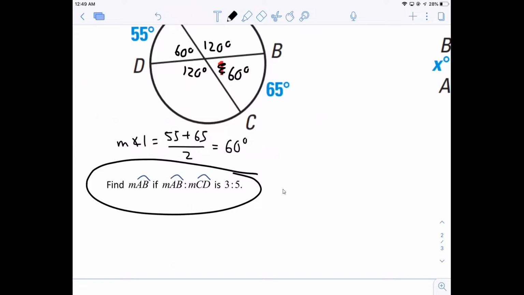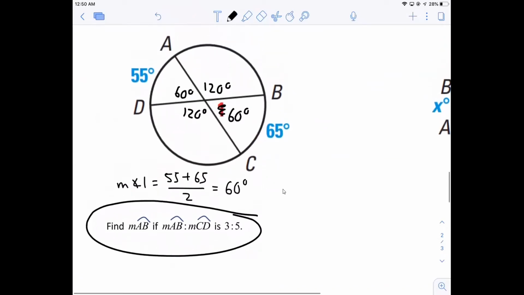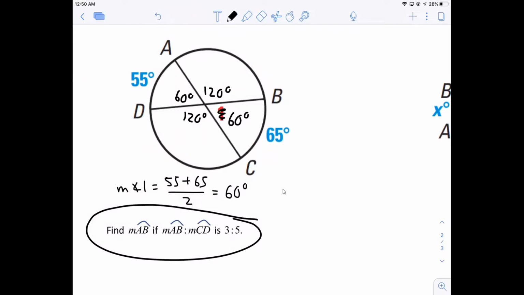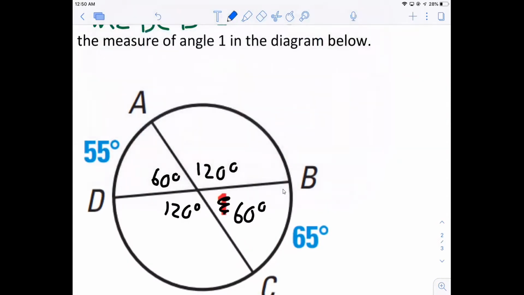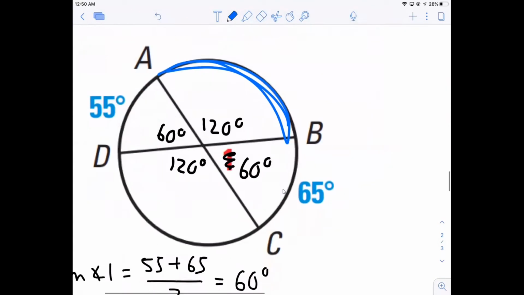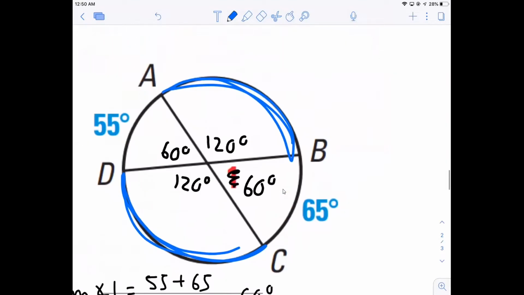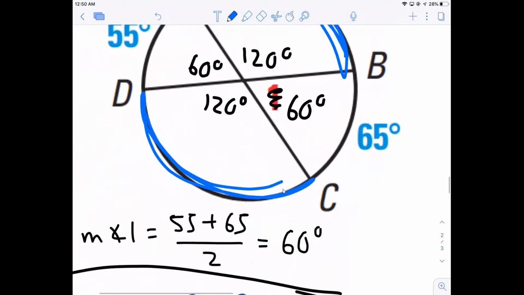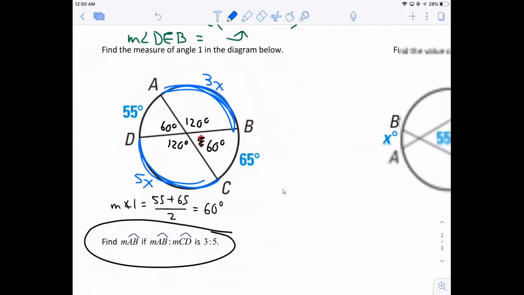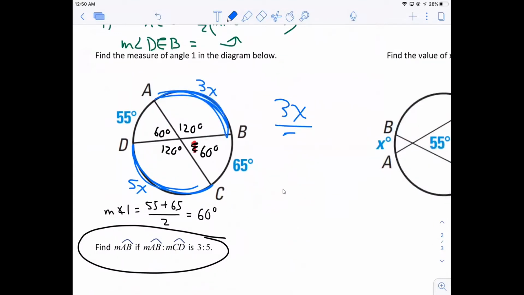Find the measure of arc AB if the ratio of the measure of arc AB to arc CD is 3:5. So if the ratio is 3:5, whatever this arc is, this will be 5/3 bigger. Whatever this arc is, we can call that 3x, and we can call this 5x, right? Because when I set up that ratio, 3x over 5x, that's equal to 3/5. So when we get a ratio question, that's how we've been setting these up.